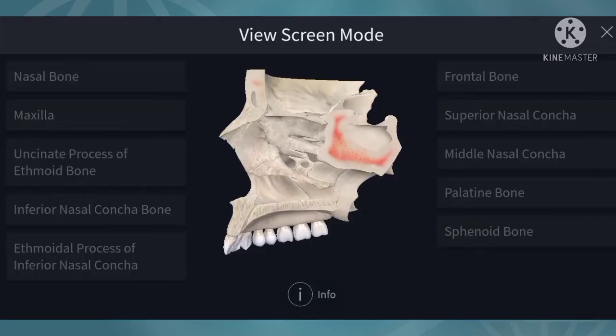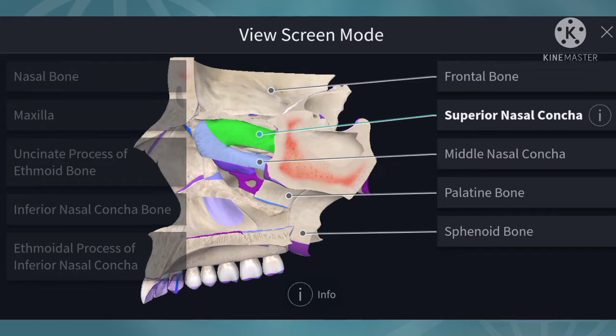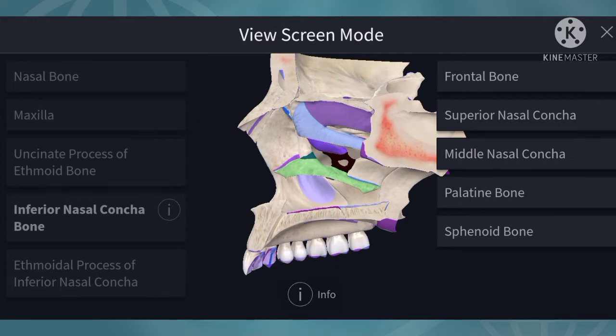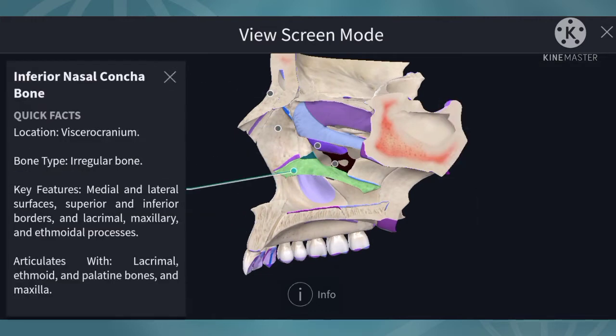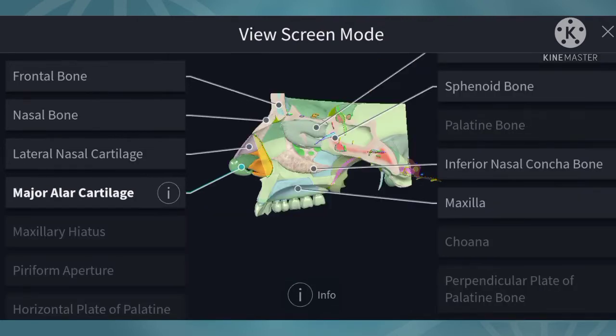The lateral wall of the nose is irregular owing to the presence of three shelf-like bony projections called the conchae: the superior nasal concha, the middle nasal concha, and the inferior nasal concha. As you can see here clearly, this is the inferior nasal concha. The conchae increase the surface area of the nose for effective air conditioning of the inspired air.